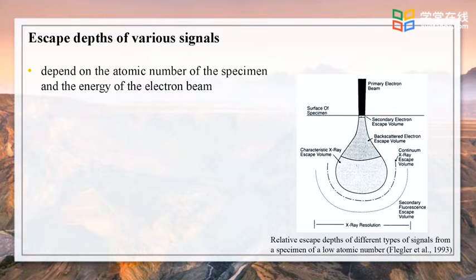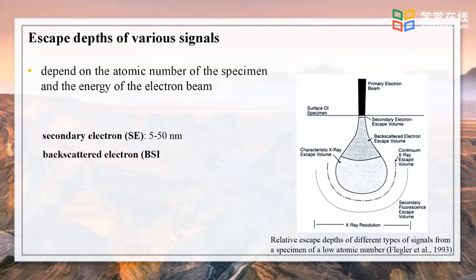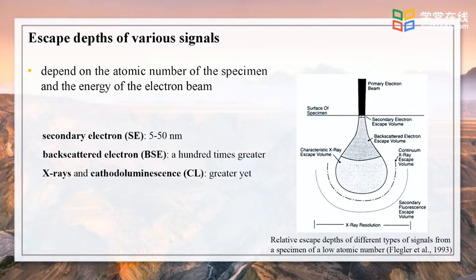For the different types of signals, the escape depths depend on the atomic number of the specimen and the energy of the electron beam. Generally, the escape depth of secondary electrons is approximately 5 to 50 nanometers. Backscattered electrons can escape from a depth 100 times greater. X-rays and cathodoluminescence are able to escape from the whole of the beam penetration volume.